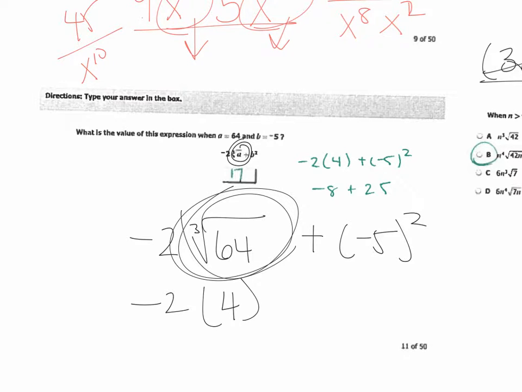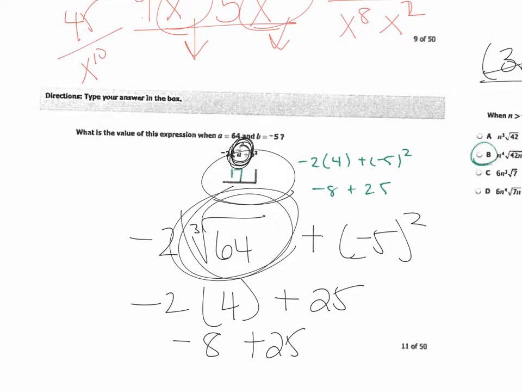So now I have negative 2 and then negative 5 squared is 25. So I have negative 8 plus 25, which when I add it together makes 17. So the big thing I wanted to stress with this is that cube root is only over a. It's not the whole thing. So be very careful. Go ahead and flip.